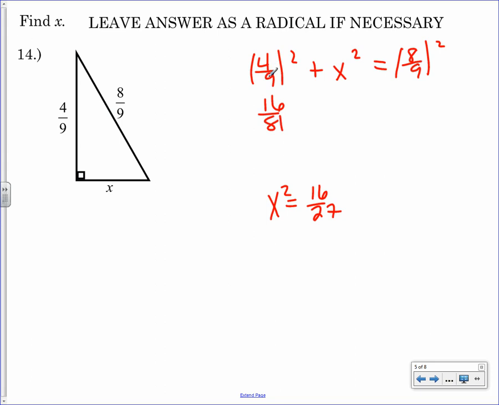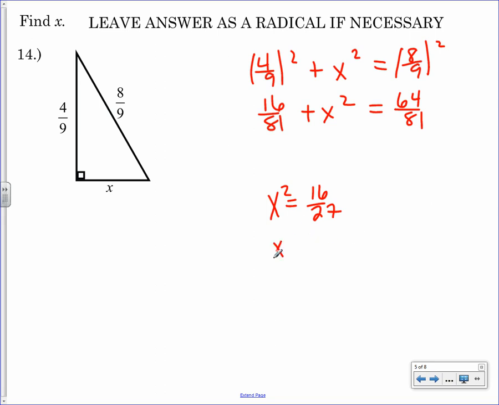You square the numerator and the denominator, and that would be 64 over 81. So obviously, you're going to take the 64 over 81 and subtract the 16 over 81, and you end up with, if you reduce it, the 16 over 27. So everybody's at least here now, okay?